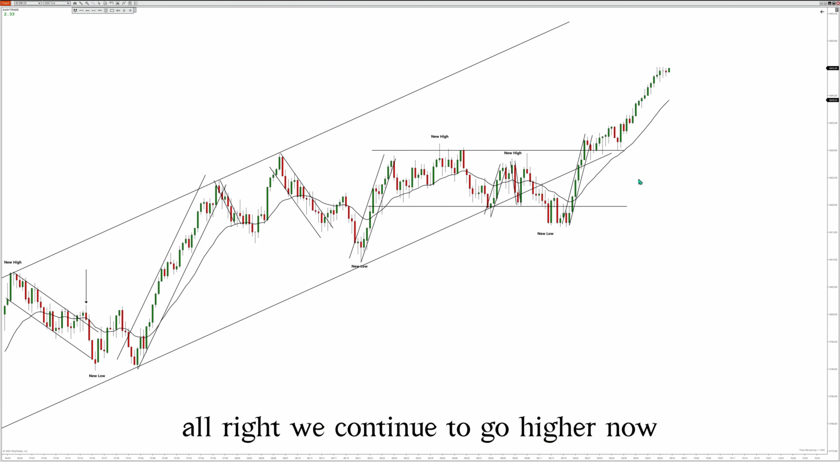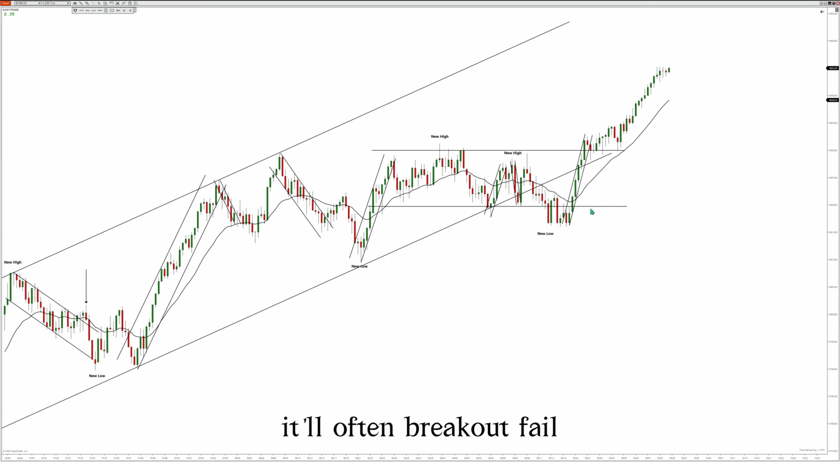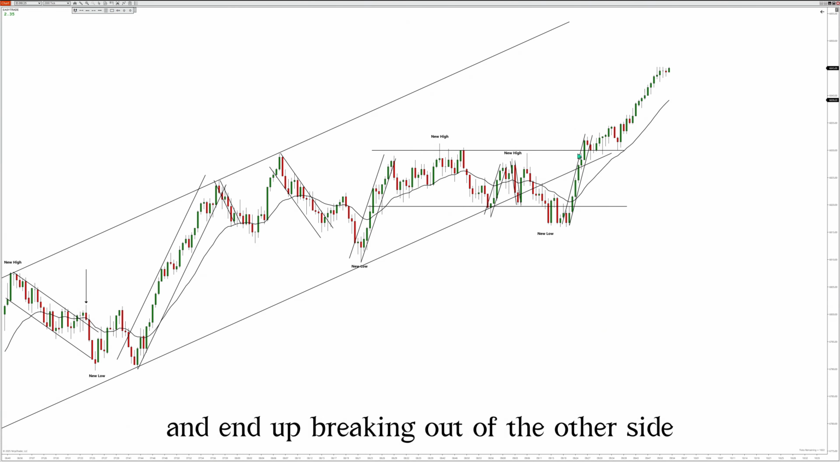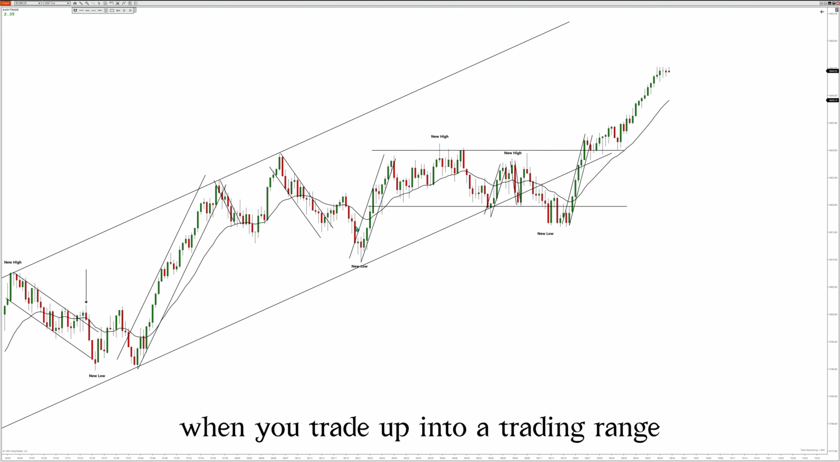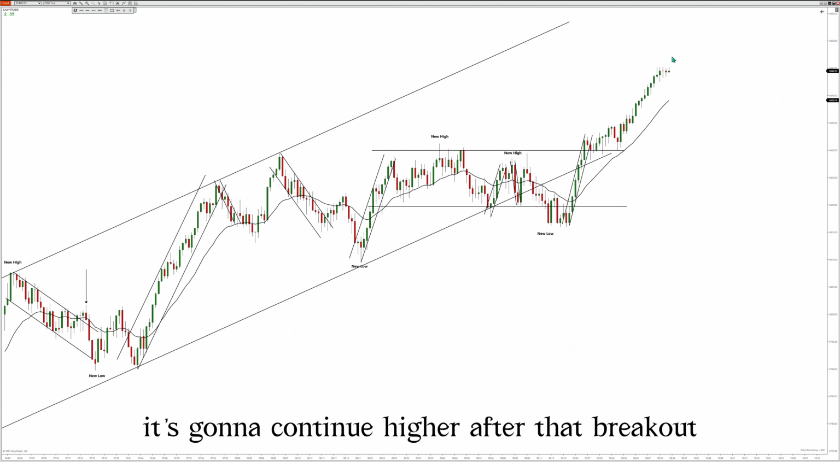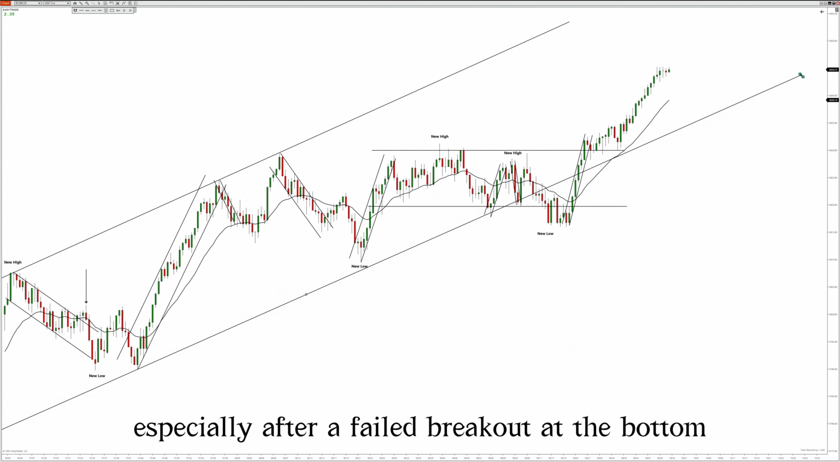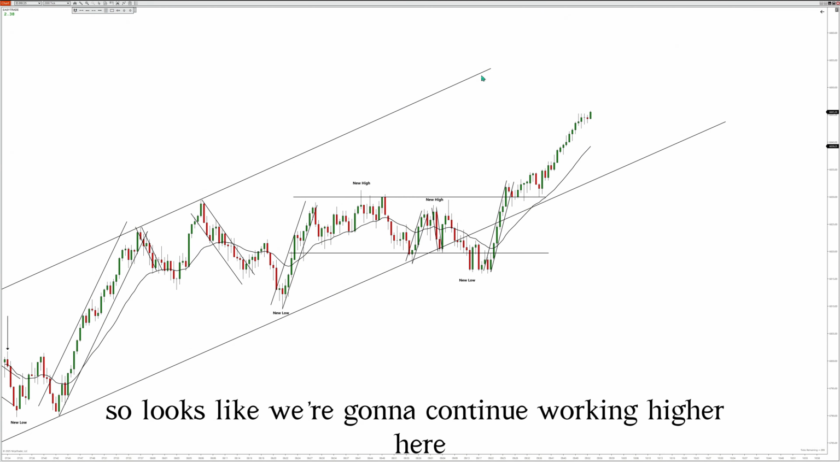All right, we continue to go higher. Now, often when you see a breakout of the bottom of a range like this, it'll often break out, fail, and end up breaking out of the other side. And this is what I was talking about earlier. When you trade up into a trading range, there's a good chance when you break out of the top of it, it's going to continue higher after that breakout, especially after a failed breakout of the bottom. Often after a failed breakout, it'll break out the other side and then continue in that direction. So looks like we're going to continue working higher here.